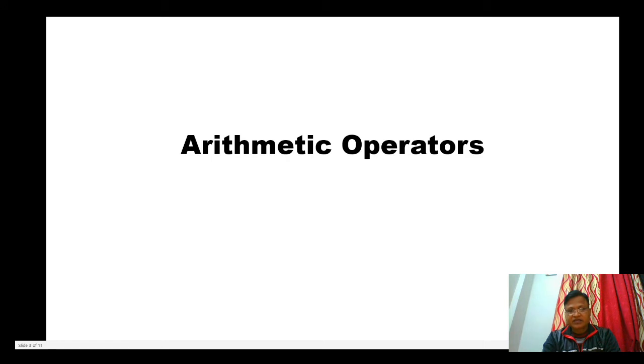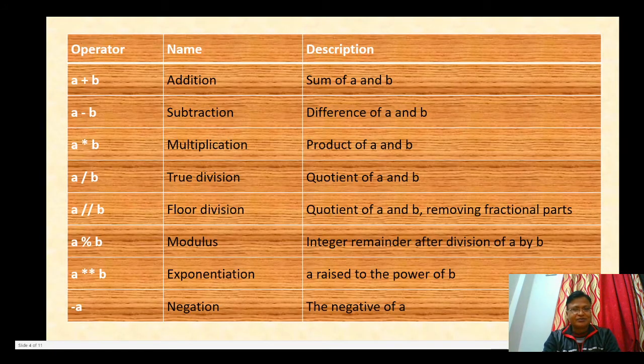There are different types of arithmetic operators available in Python. Here you can see all the operators. Plus is the similar one that we use in mathematics. Subtraction is also the similar one. But if we talk about multiplication, in normal mathematics we use the cross symbol, but here we will use the asterisk symbol. That is the important thing which we need to understand, that we will use the asterisk or star symbol in place of the cross symbol.